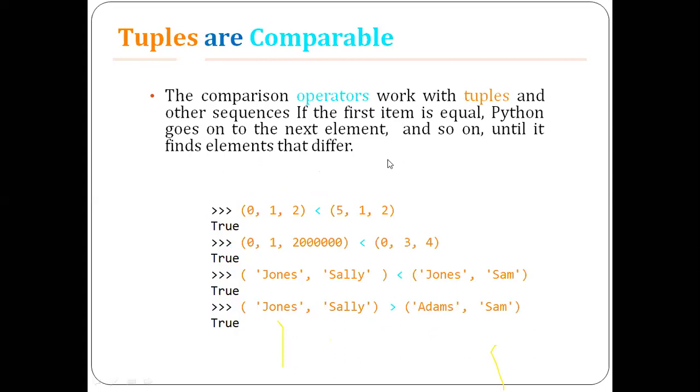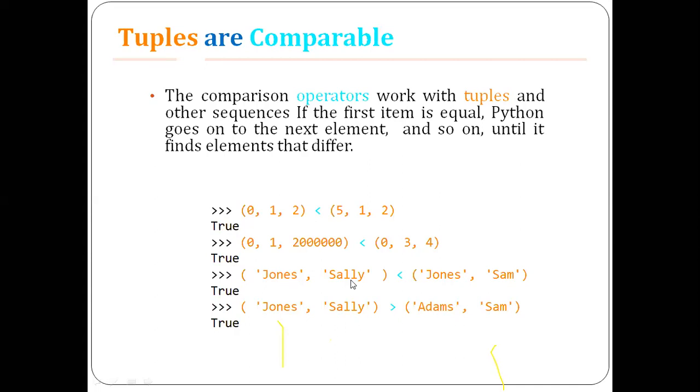Also, you can make use of the comparison operations. The comparison operators work with tuples and other sequences. If the first item is equal, Python goes on to the next element, and so on, until it finds the elements that differ. 0 will be compared with 5. 5 is greater than 0, that's why it returns a true value. Look at this one: is this tuple lesser than this one or not? 0 is equal to 0, so the comparison will move forward, and 1 will be compared with 3. 1 is lesser than 3, that's why it returns a true value.